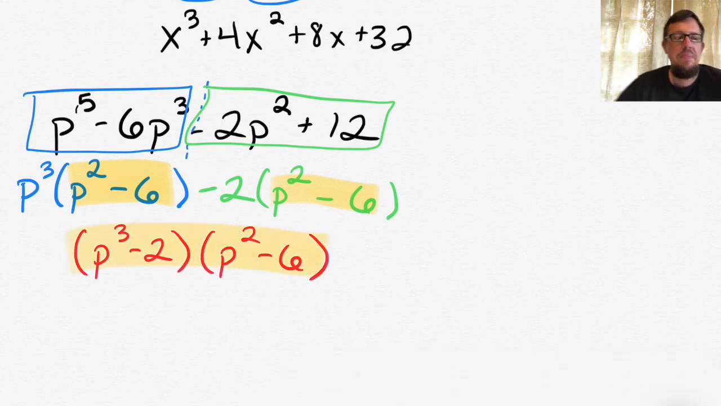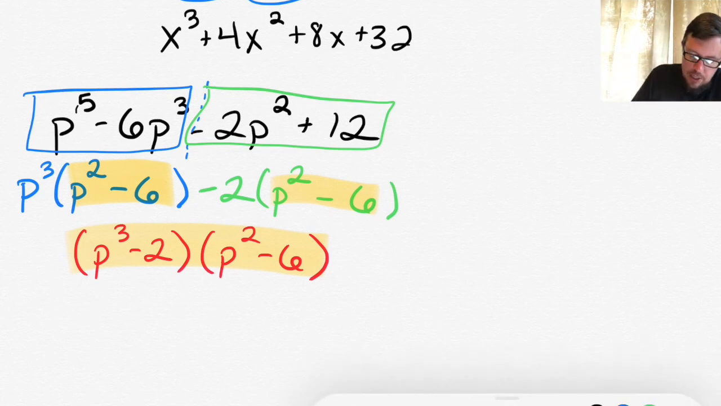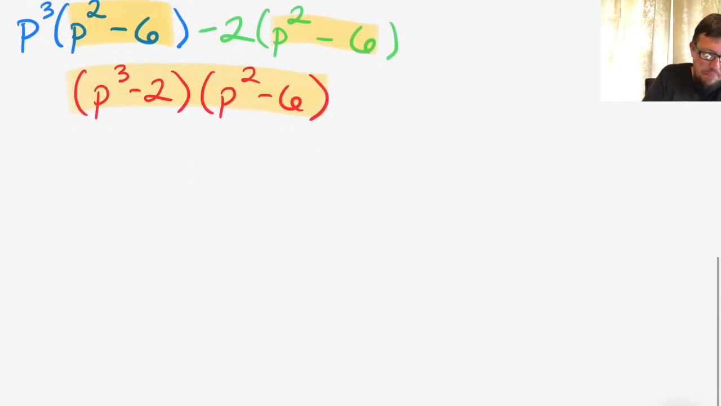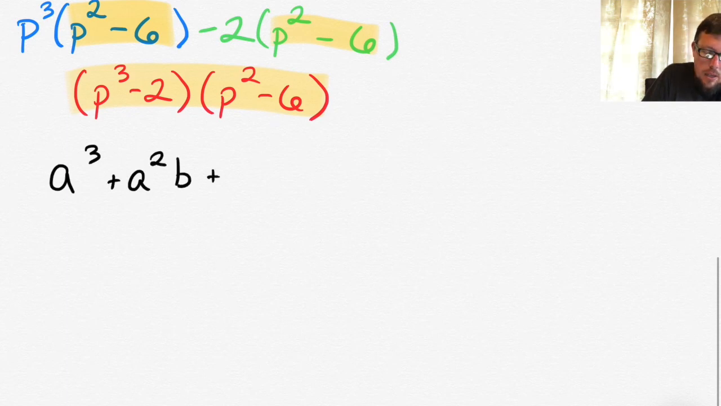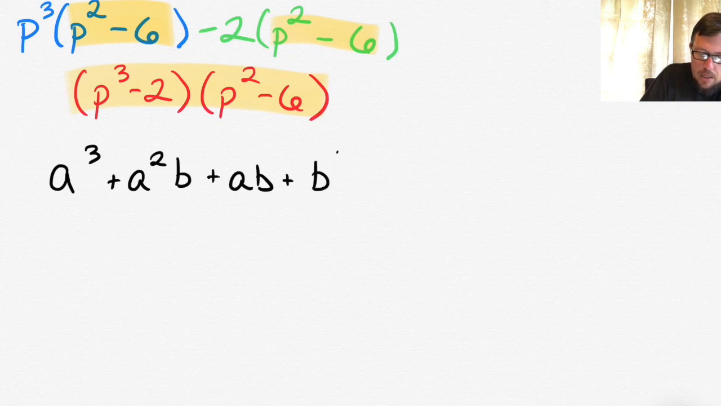I nailed it. Okay, so let's try one that's got two variables in it. That sounds like a good time. So let's start with a cubed, then we'll do a squared b, a, b, and then b squared.